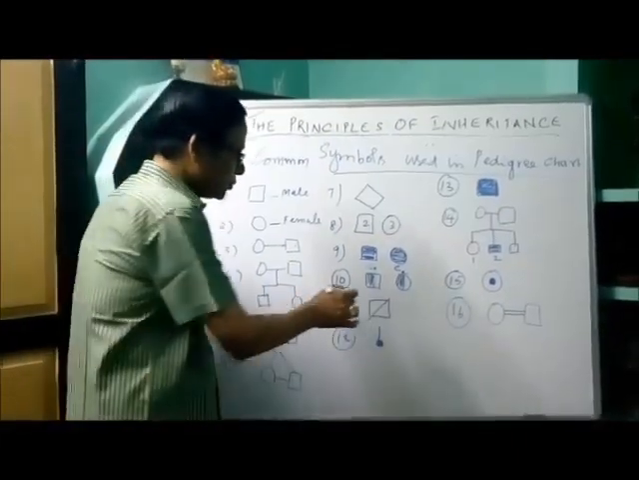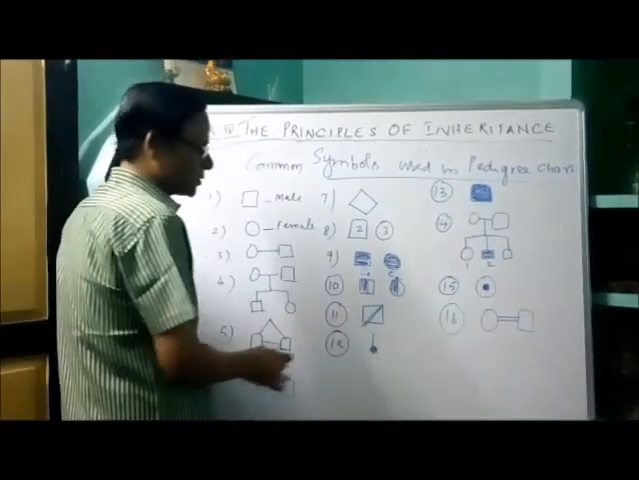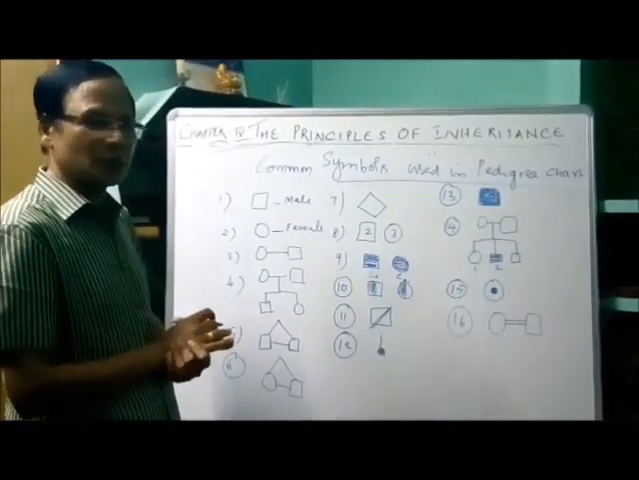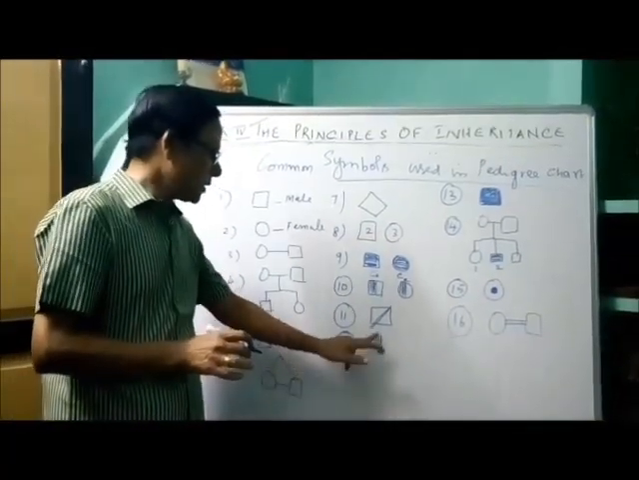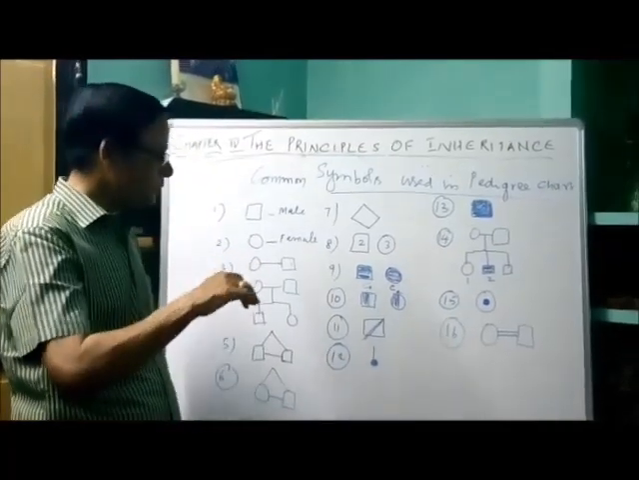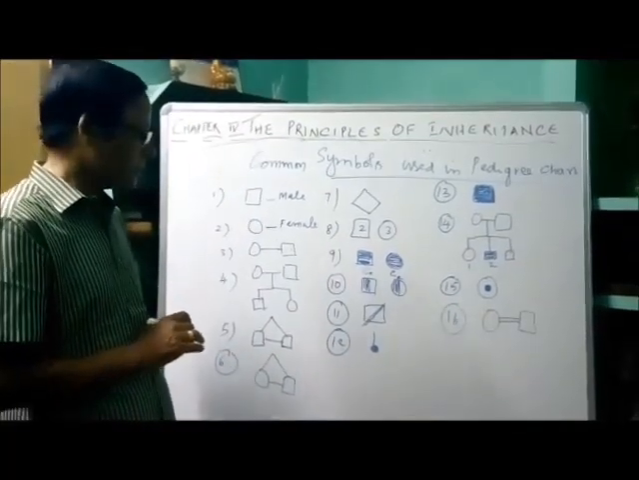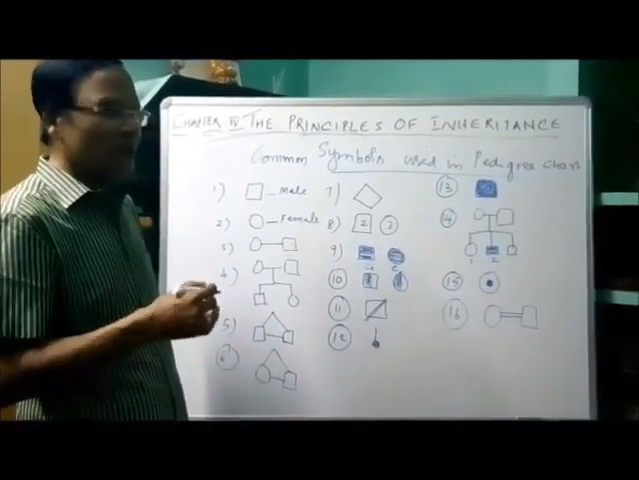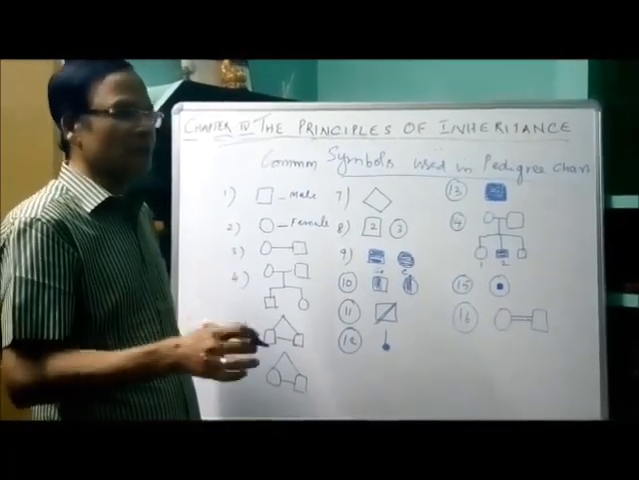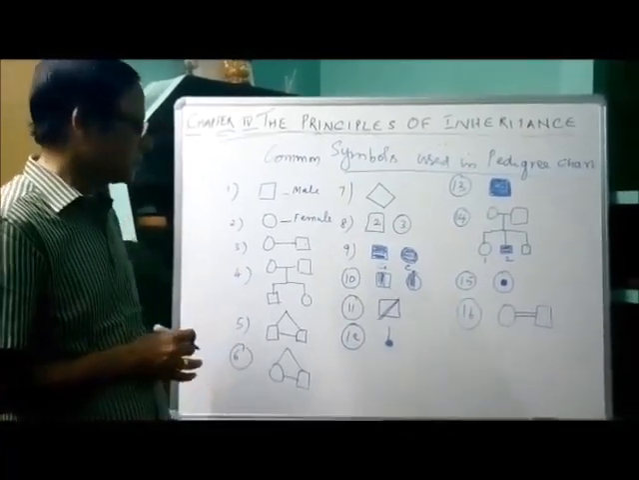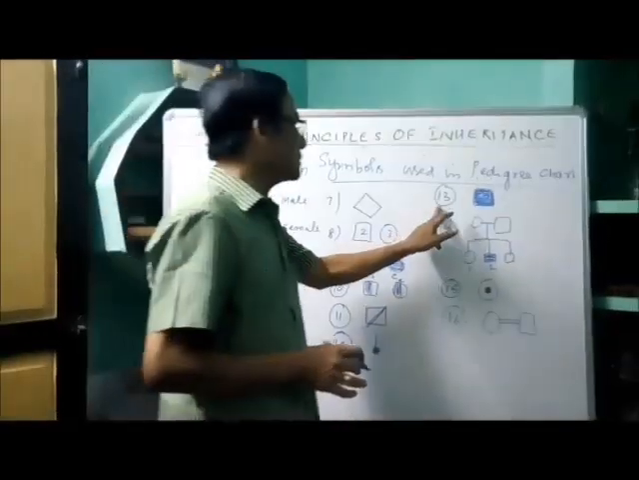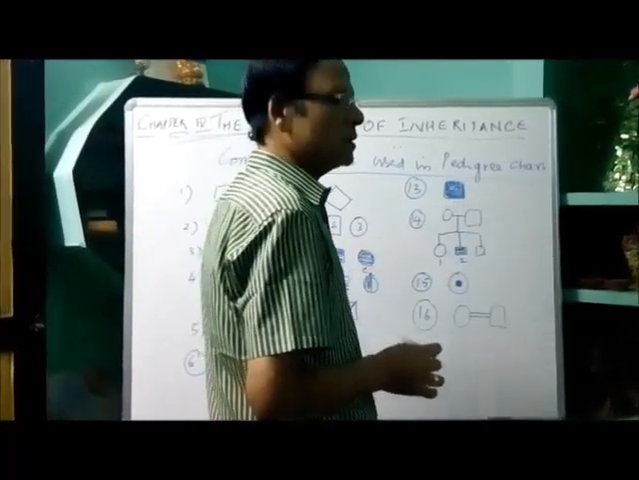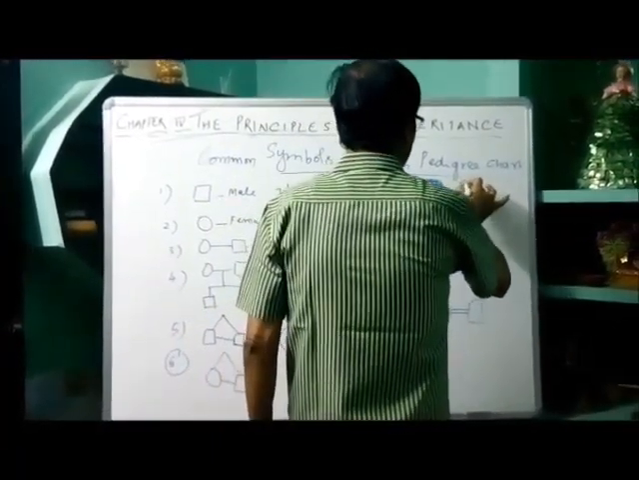Now this one, if you draw a diagonal line across a square, that shows the death of the individual. And in this one, the line is drawn and we have a small shaded circle, indicating the abortion of the fetus, abortion of the fetus or stillbirth. The meaning of stillbirth is a child is born dead. That's called stillbirth or abortion. And here the 13th one, once again similar to this one, but here we are using an arrow like this. And there you see that one, this is called propositus.